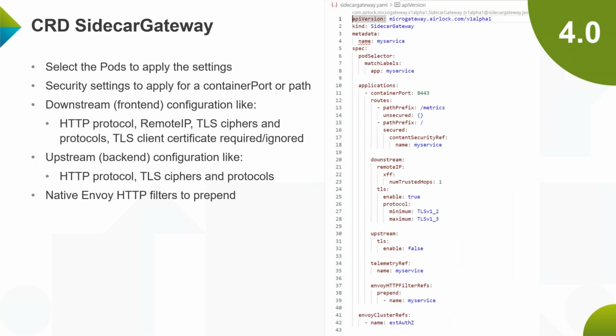Let's jump into the configuration, how it looks. As mentioned, we are a sidecar of a web application. So the main configuration file is SidecarGateway. It references, by using the pod selector, what kind of pods should be secured and what configuration should be applied to. So what you see here is which port should be secured, 8443, and what settings of the content security ref should be applied to. And in general, some TLS settings or Envoy HTTP filters that can be used.